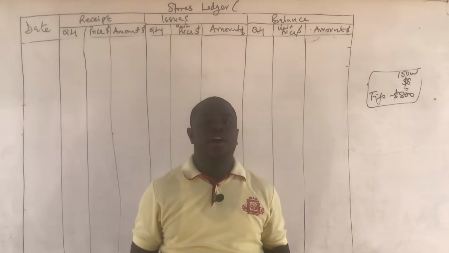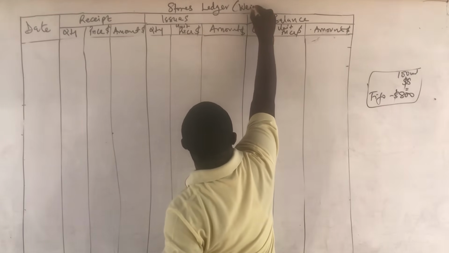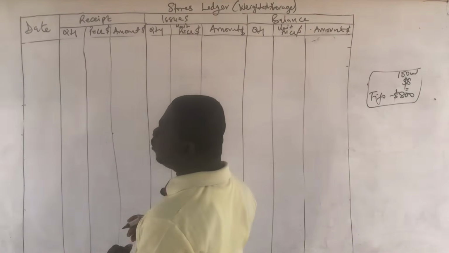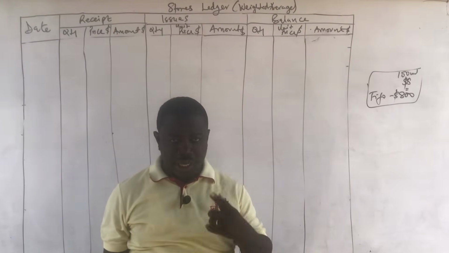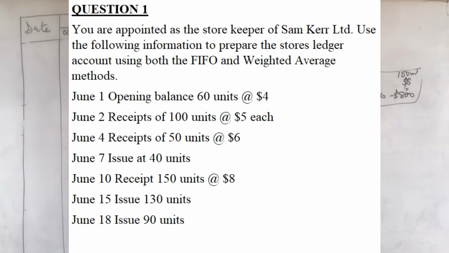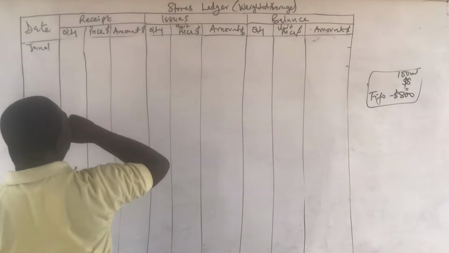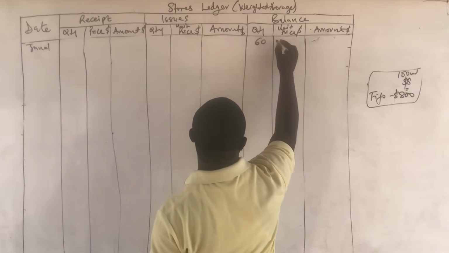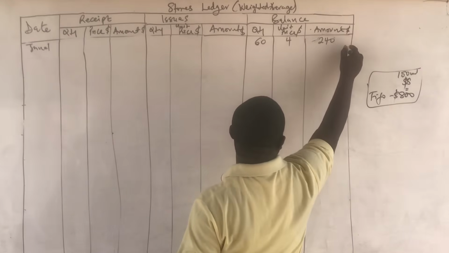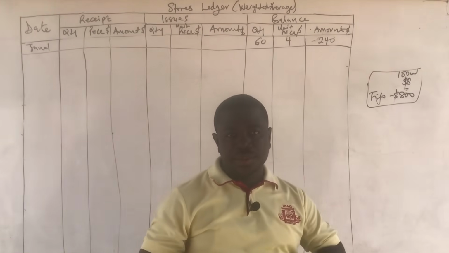Alright, so we are going to use the weighted average method to solve this same question as it was required. So let me call it weighted average stores ledger using the weighted average method. It's the same question, the same figures, but let's look at how it's going to be. We have the opening balance of 60 units at $4. So June 1st, the opening balance comes under the balance column, 60 at 4, giving us 240. Then we can underline that.